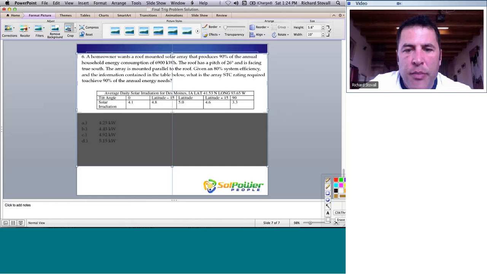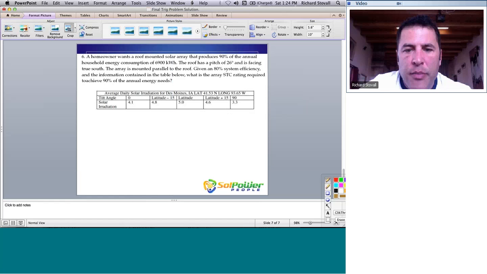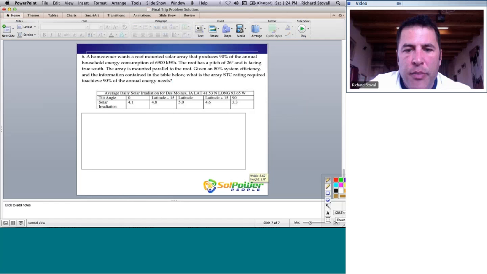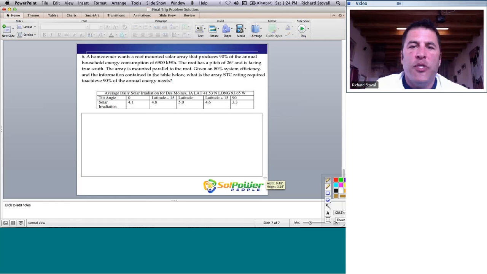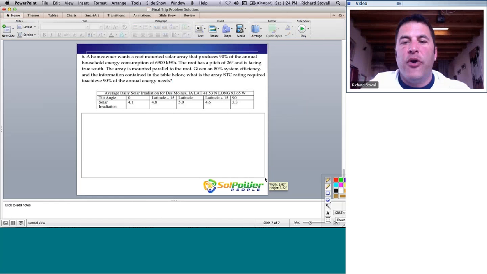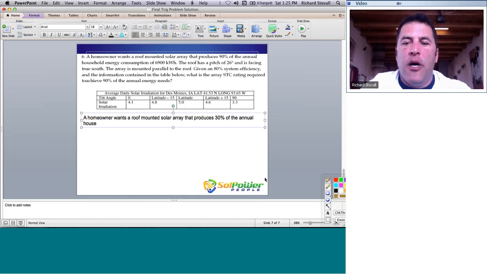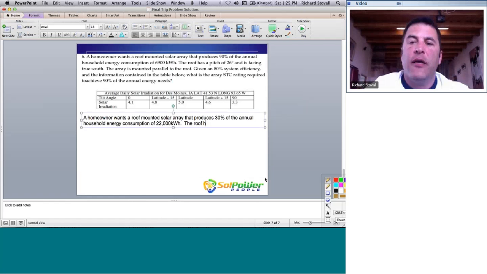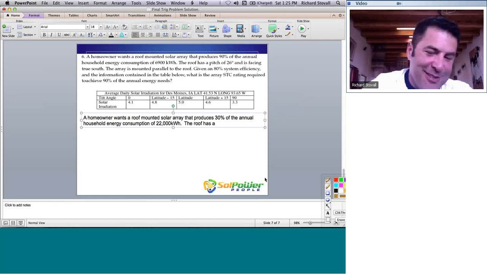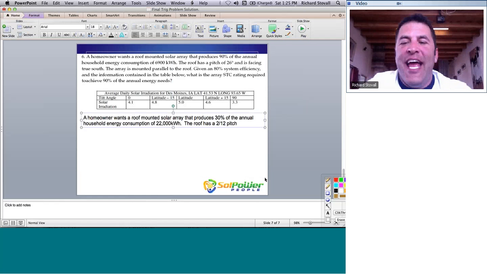NABCEP writers here. So we'll say a homeowner wants a roof-mounted solar array that produces 30% of the annual household energy consumption of, we'll say, 22,000 kilowatt hours, 44,000 kilowatt hours. The roof has a pitch of 2/12 pitch. Aha! Pulled a little trig in there. And is facing true south.